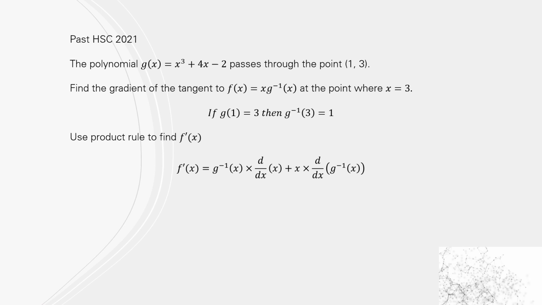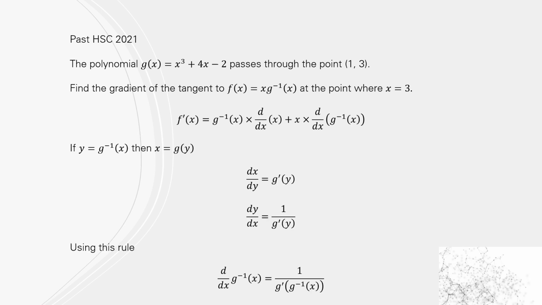We're going to use the product rule to find f'(x). So f'(x) is g^-1(x) times the derivative of x, that's the product rule, and then you add the x times the derivative of g^-1(x). So let's focus on just that derivative. If y equals g^-1(x), then x equals g(y). That means dx/dy is equal to g'(y). And dy/dx is the flip of that, 1 over g'(y), where y was equal to g^-1(x). So the derivative of g^-1(x) is 1 over g'(g^-1(x)).